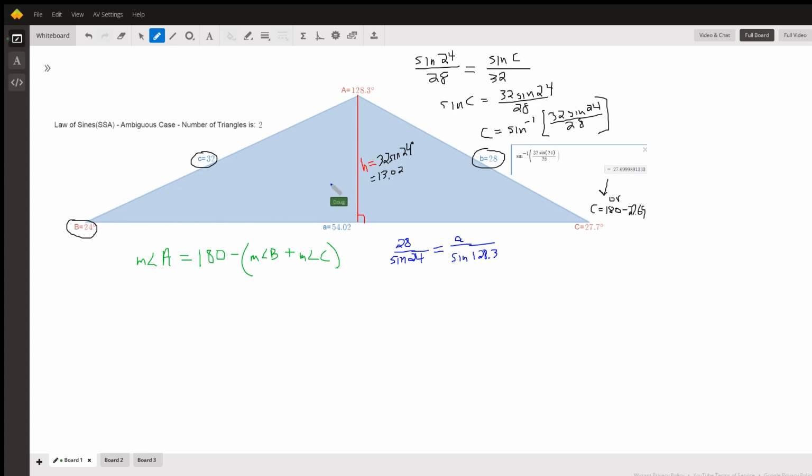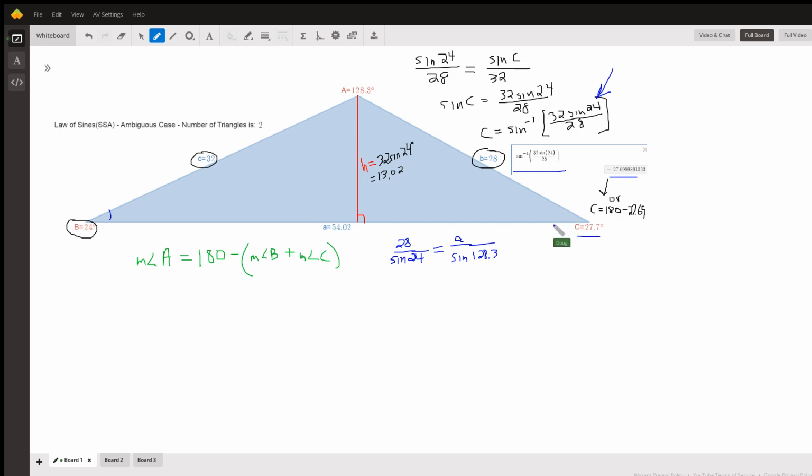We've got angle B, the side opposite, and one of the included sides. So the sine of 24, this angle right here, is to the side opposite as, well, we know side C, so we have to solve for angle C. Sine of C is to 32, so the sine of C equals 32 sine of 24 over 28. C equals the inverse sine of this right here. And if you do that calculation, your calculator will give you 27.7 degrees.